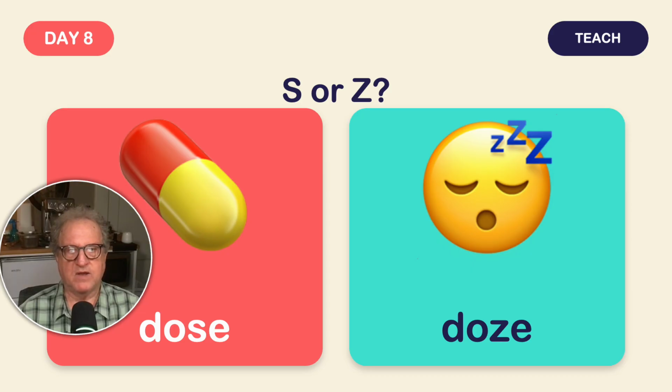The one on the left is dose. You see this on a prescription sometimes. It tells you how much to take. It's called a dose or dosage. Dose. And the one on the right is doze. It means to fall asleep or to take a short nap is to doze. Say it with me. Doze.